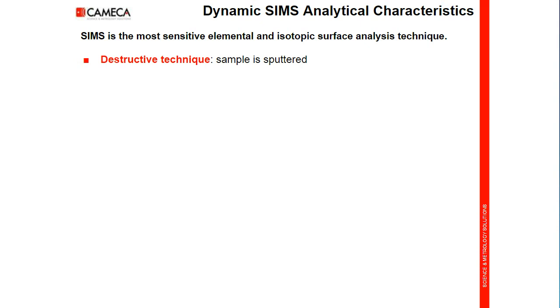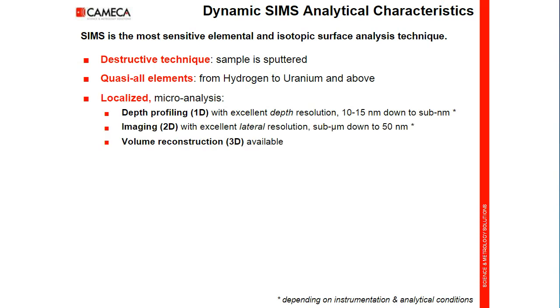Quasi all elements in the periodic table can be detected, from light elements to uranium and above. Dynamic SIMS provides in situ localized elemental composition. It can be used for depth profiling with excellent depth resolution down to sub-nanometer, depending on instrumentation and analytical conditions. For imaging analysis, dynamic SIMS lateral resolution is limited by the primary ion beam diameter, smaller than 1 micrometer down to 50 nanometers, depending also on the instrumentation and analytical conditions.